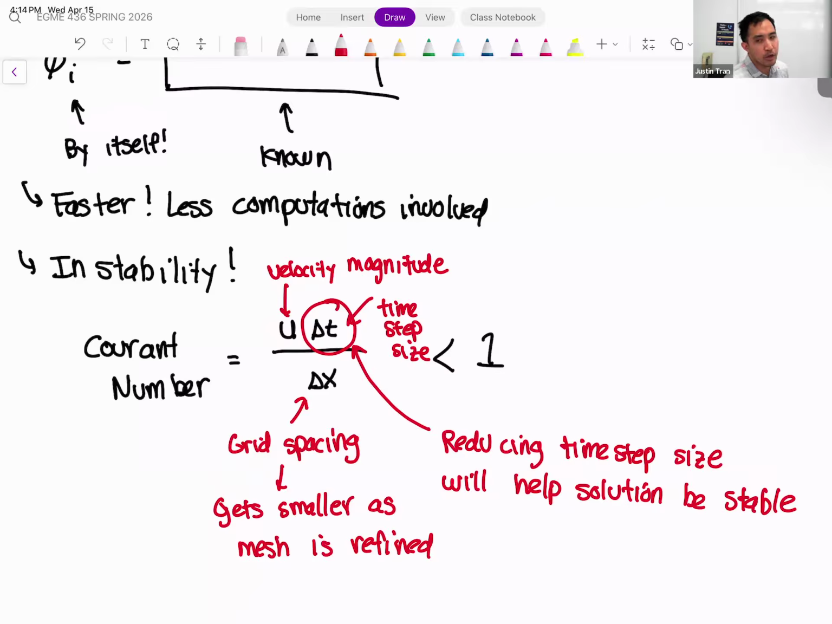So you have a lot of things going on. You have the nonlinear convection term. You have the pressure coupling, right? And so a lot of times explicit is just an easier approach to go.